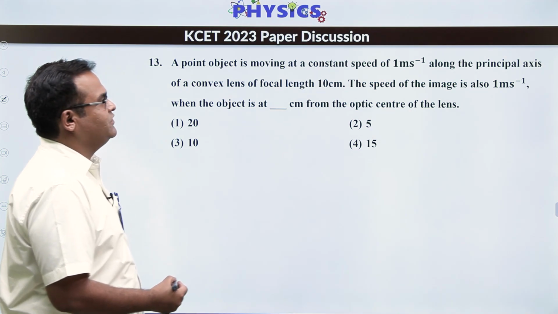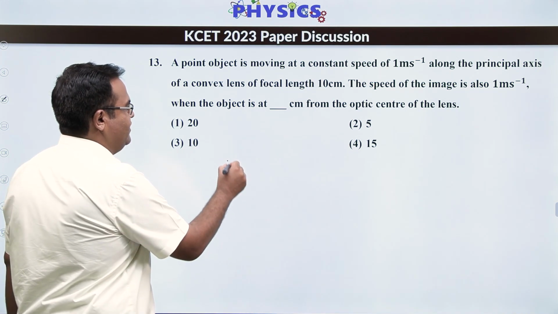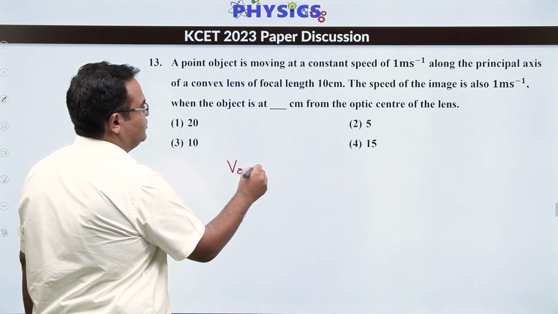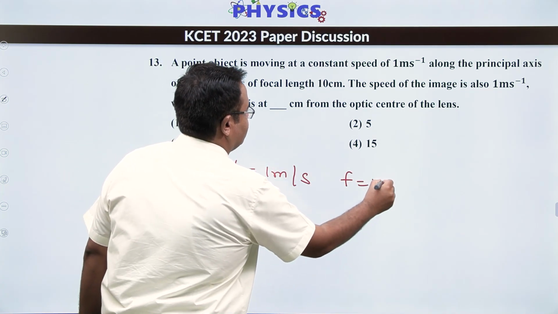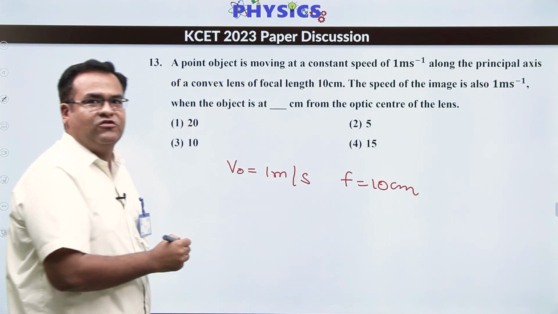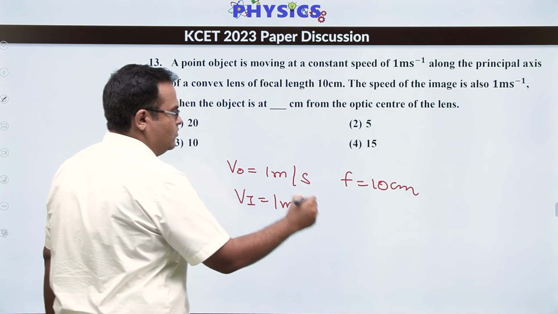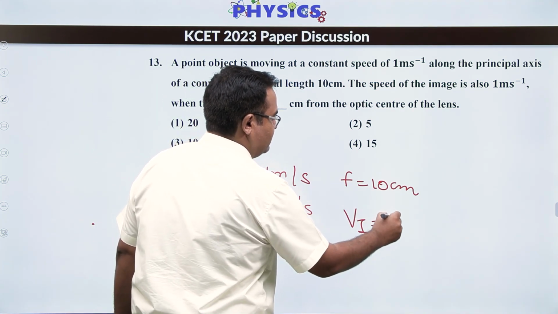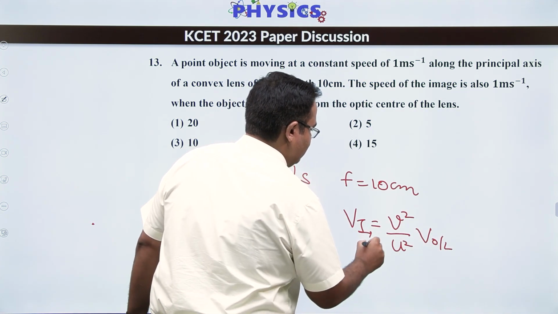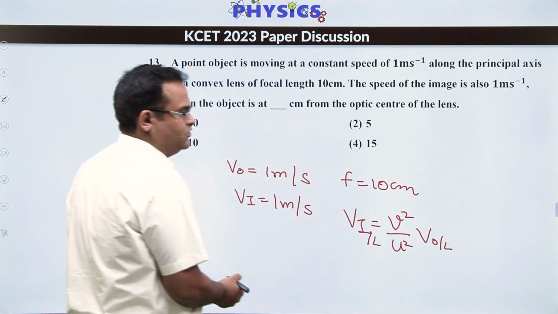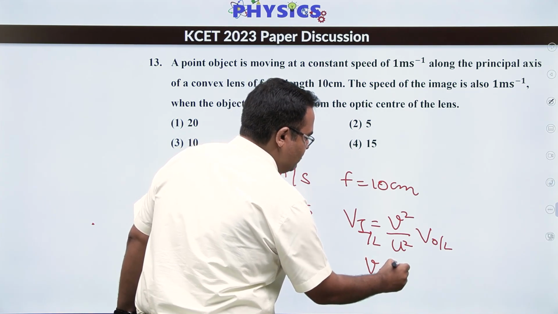Let's discuss question number 13 now. It says a point object is moving at constant speed of 1 meter per second along the principal axis. So velocity of object is 1 meter per second, of a convex lens of focal length 10 centimeter. Speed of image is also given to be 1 meter per second. So we all know that velocity of image is v squared by u squared times velocity of object with respect to lens, where v is position of image, u is position of object. So what we are getting, both of them are 1, therefore we will get v must be equal to u.